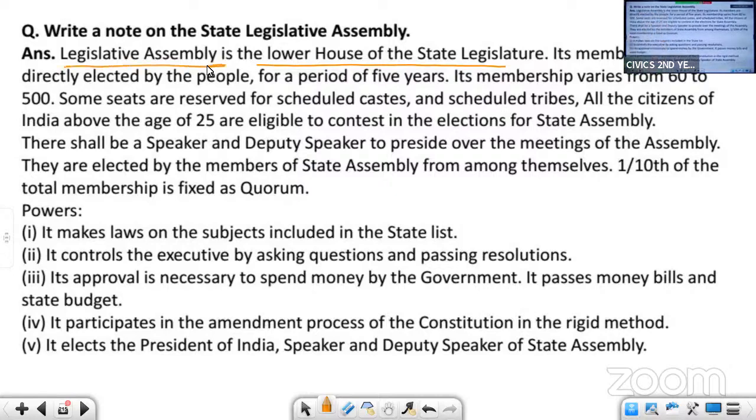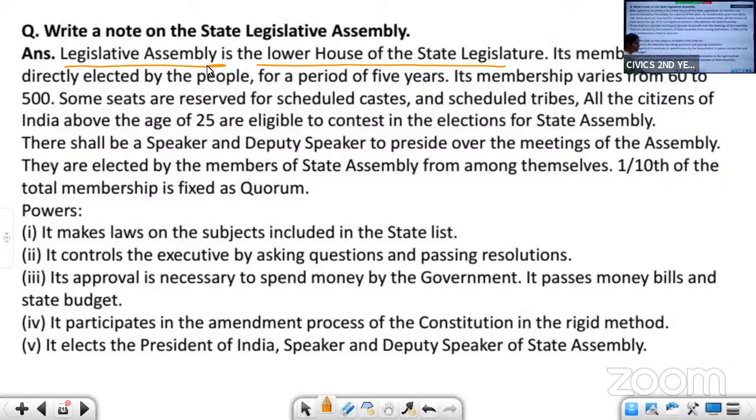Every state will have its own legislature, and it is the Legislative Assembly. If the legislature of the state government is unicameral, then they will have only one house, that is the assembly. If it is bicameral, it will have two houses, that is the assembly and the legislative council.